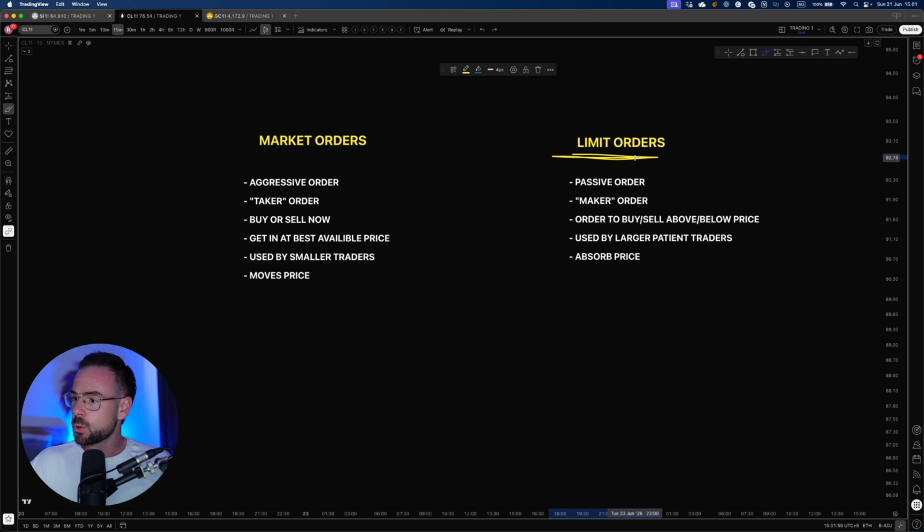But when we look at limit orders, all right, these are passive orders and they're maker orders. So they're orders that are going into the order book. They're orders to buy or sell either above or below price. And what's important to understand is they're used by larger, more patient traders, and they absorb the price. And when we analyze the order flow data, we can see exactly the difference between the market orders and the limit orders to understand who is in control of the market.